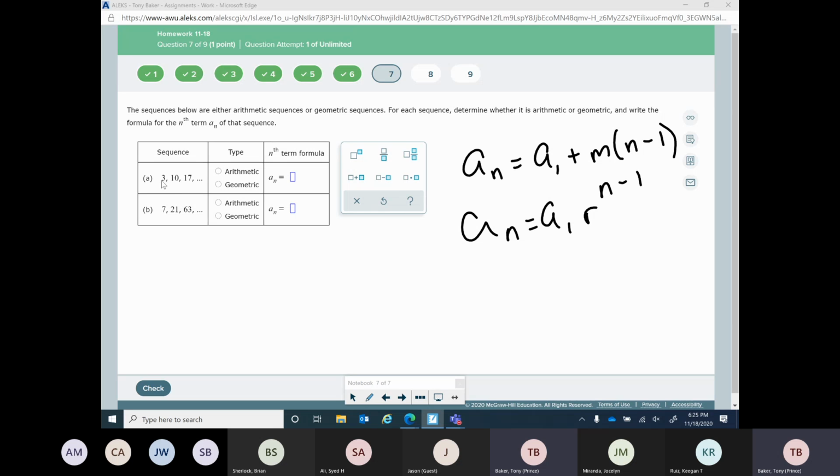So the first one, it's going up by 7, so it's arithmetic. So I've got my first term is 3 plus 7 times n minus 1. The next one is multiplied by 3, multiplied by 3, so it's geometric. So my first term is 7, then it's 3 to the n minus 1 power.